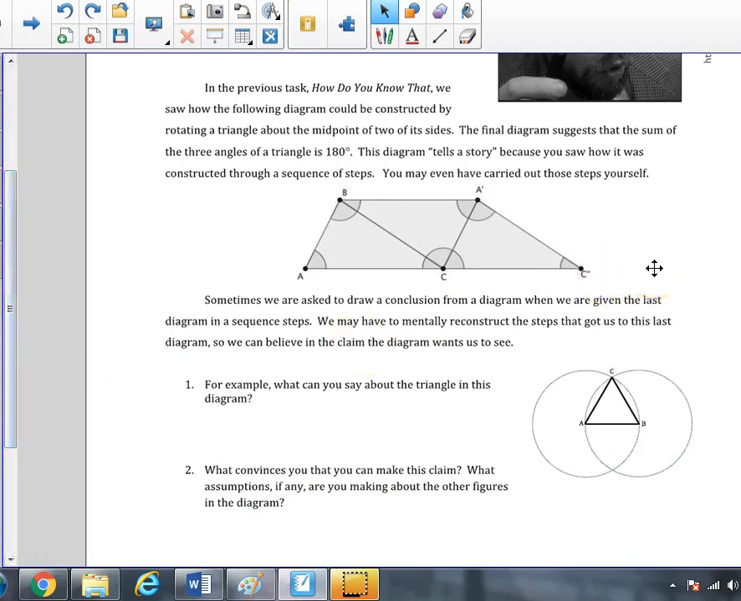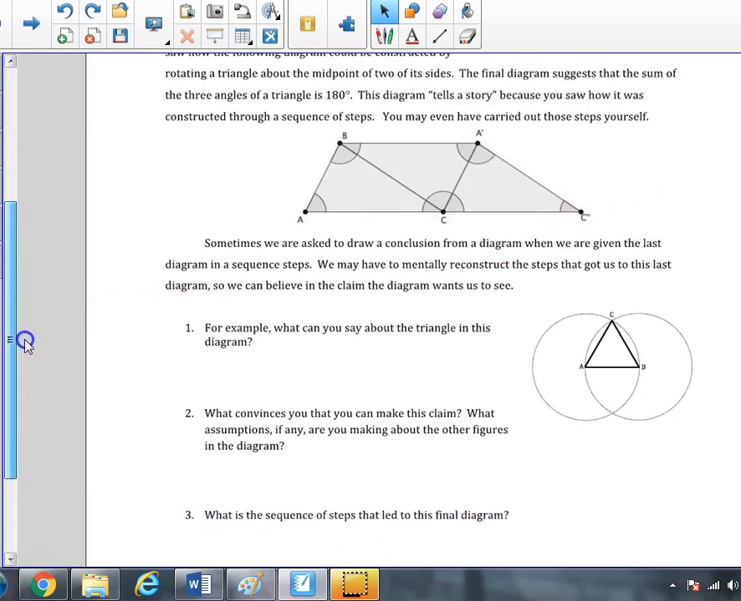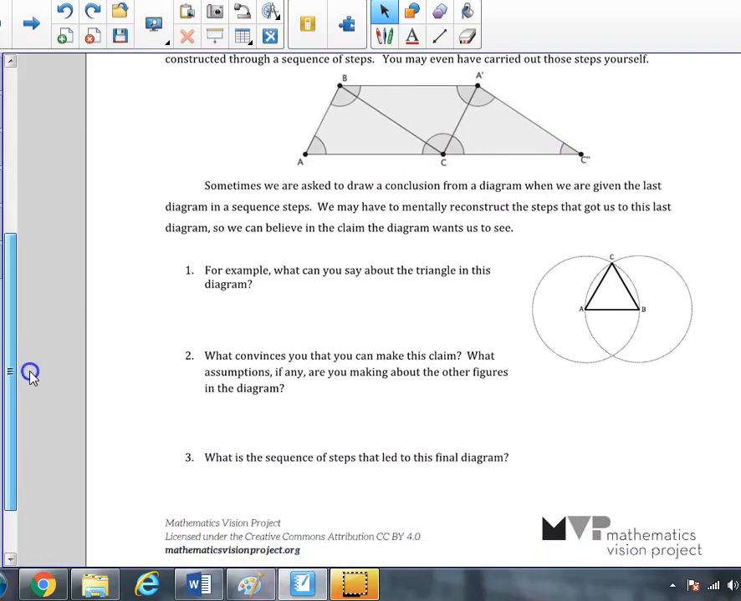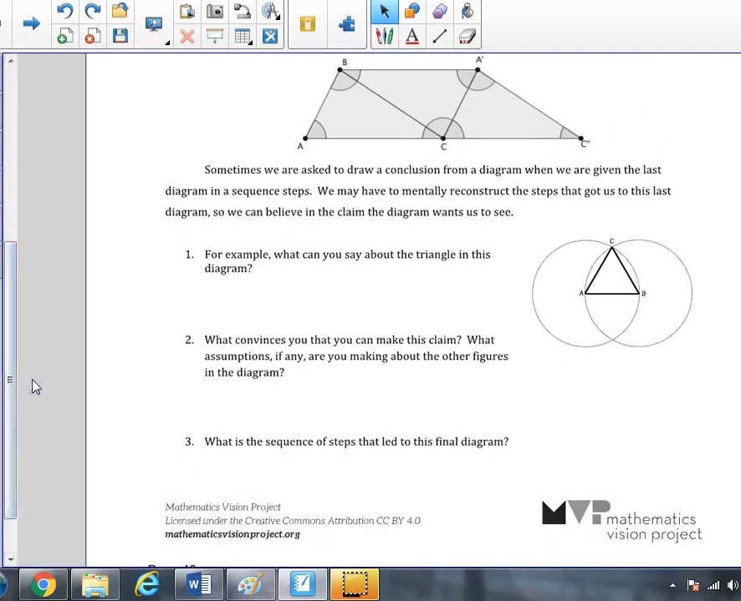So in Lesson 6, the first part showed us that diagram from the previous Lesson 5, where we then concluded that the sum of the angles in a triangle is 180 degrees. In number 1, 2, and 3, we were given a diagram, and we looked at the diagram and saw that it looks like that's an equilateral triangle.